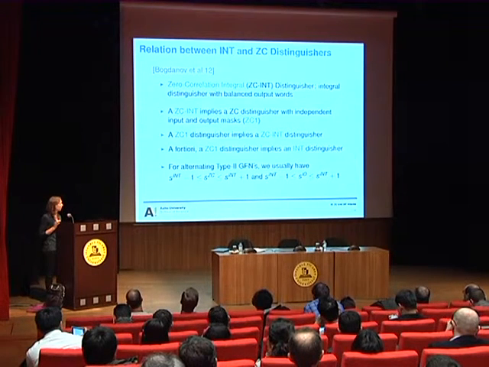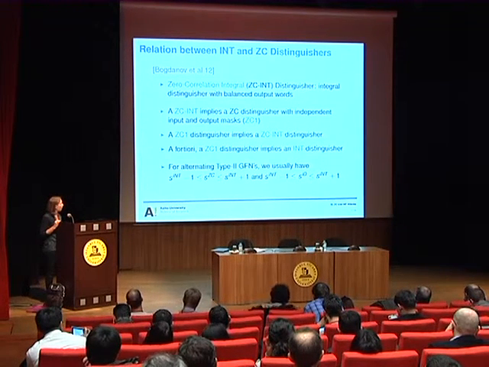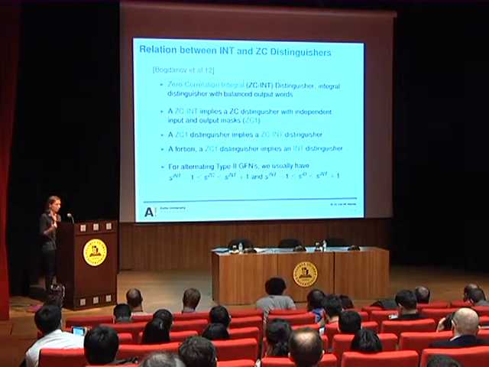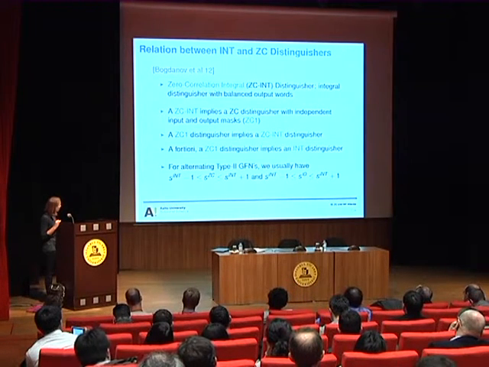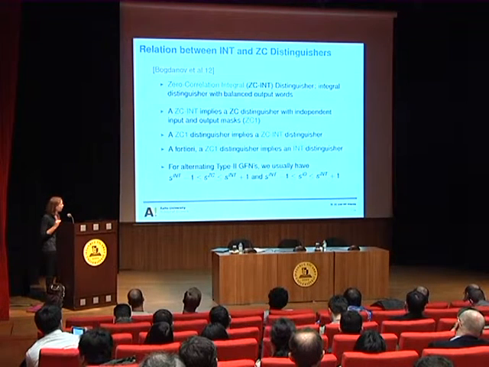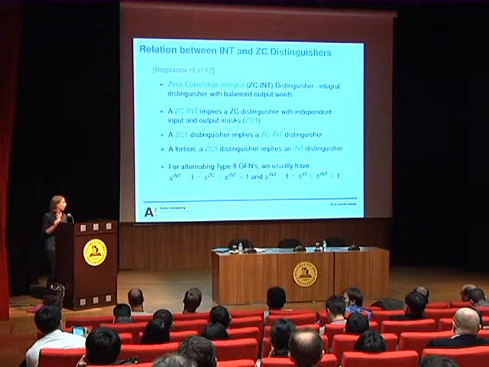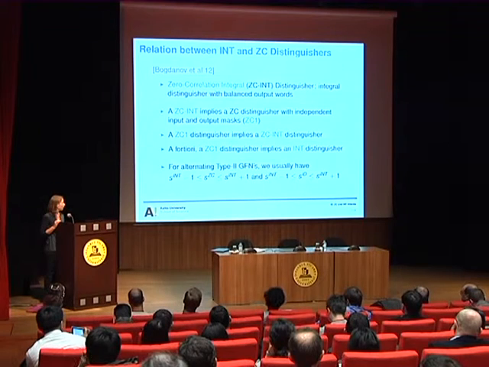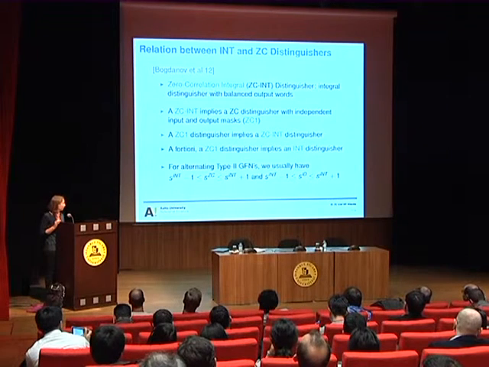Usually for an integral distinguisher, we want the sum of the output words to be equal to 0. If the output words are balanced, then their sum is equal to 0, but the converse is not true. In particular, they show that a zero correlation integral distinguisher implies a zero correlation distinguisher with independent input and output masks. That's a zero correlation distinguisher of type 1, as we denoted before. They also show that a zero correlation distinguisher of type 1 implies a zero correlation integral distinguisher, and a fortiori implies an integral distinguisher. And so that's all mostly for any kind of construction.